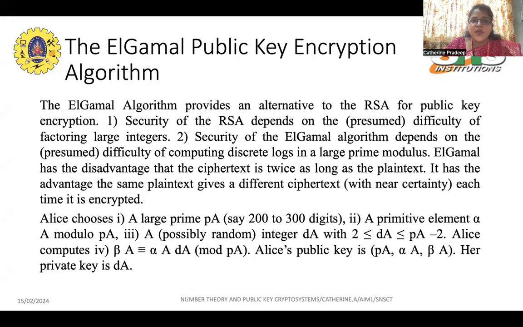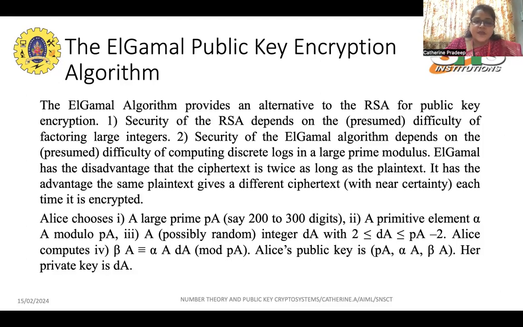The security of RSA depends on the presumed difficulty of factoring large integers. I told you that you have to take two large prime numbers in the RSA algorithm. The security of the ElGamal algorithm depends upon the difficulty of computing discrete logs in a large prime modulus. ElGamal has the disadvantage that the ciphertext is twice as long as the plaintext. It has the advantage that the same plaintext gives a different ciphertext each time it is encrypted. That is the advantage of this ElGamal public key cryptosystem.